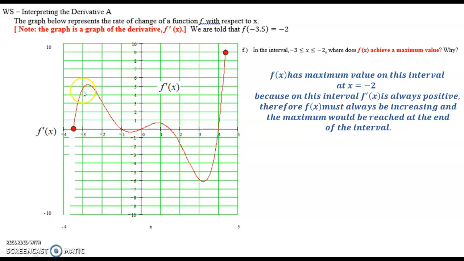So on this small interval from -3 to -2 inclusive, at x equals -2 must be the point where f is reaching its maximum, because this derivative curve is telling me that f is rising from -3 to -2 because the derivative of f of x is positive over this interval. So let's read what we have. F of x has a maximum value on this interval at x equals -2 because on this interval the derivative is always positive. Therefore, f of x must always be increasing, and the maximum would be reached at the end of the interval. All right, that was a tricky question.